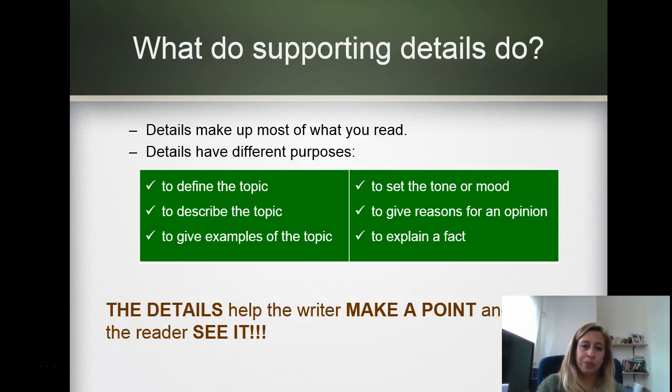What else do they do? Details make up most of what you read. Details have different purposes. They define the topic, they describe the topic, they give examples of the topic, they set the tone or the mood. Let's say if the writer is against or for a topic, they give reasons for an opinion and they explain a fact. Please note that the details help the writer make a point and help the reader see it.